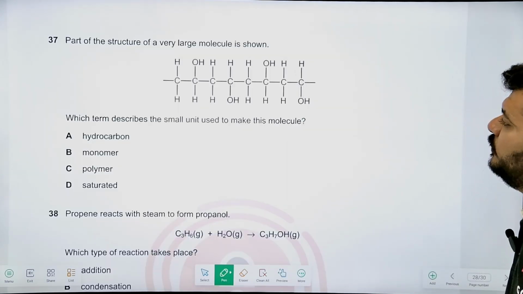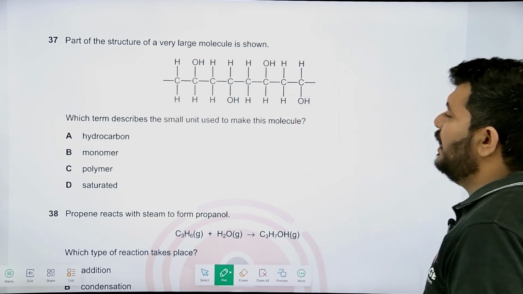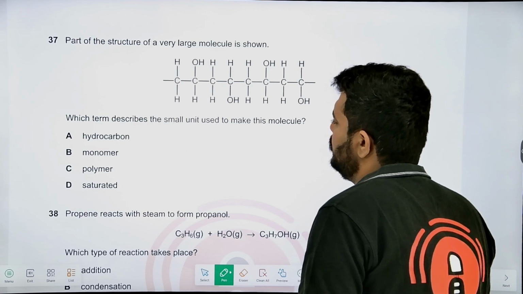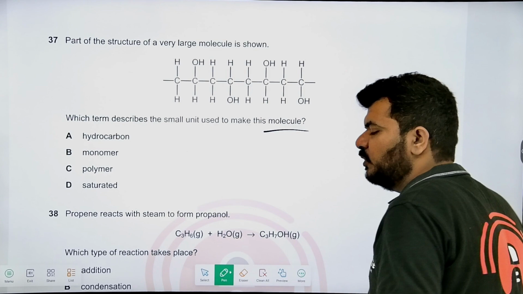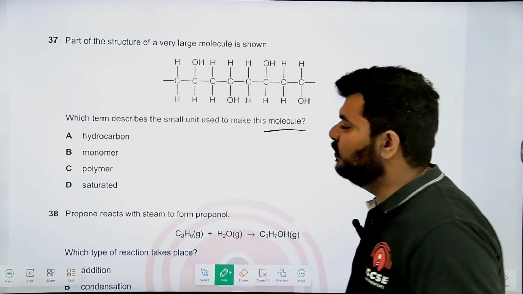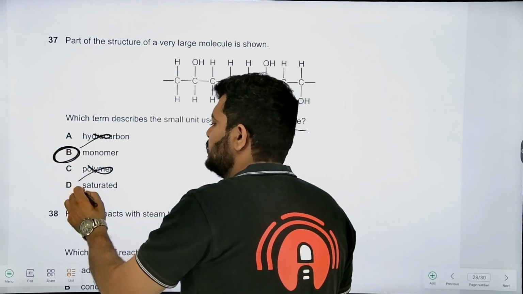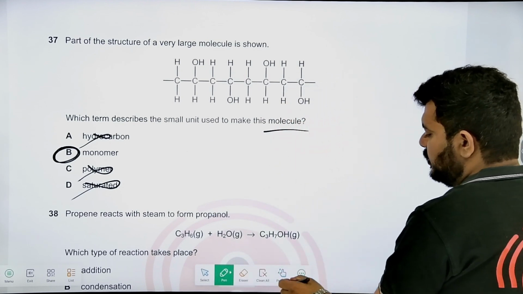So here we go, we have question 37. Part of the structure of a very large molecule is shown. So we have a polymer. Which term describes the small unit used to make this molecule? So if you want to make a polymer, you start with a monomer, right? So hydrocarbon, no. Monomer, yes. Polymer is the final compound. Saturated, not applicable over here.